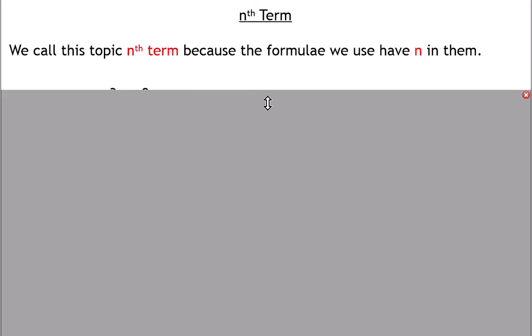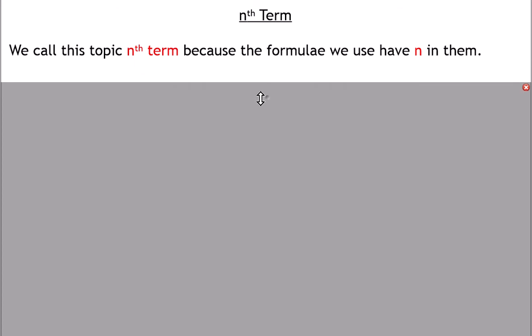If you put a heading in your book, nth term, which looks a bit scary and weird, but actually you've been doing nth term already this week, because it's called nth term because the formulas we use for sequences use the letter n. That's the only reason it's called nth term. If you put this in your book as we go along, you can pause the video anytime you're getting behind. So the proper name for this topic is nth term because the formulas use the letter n, and there's no other reason than that.